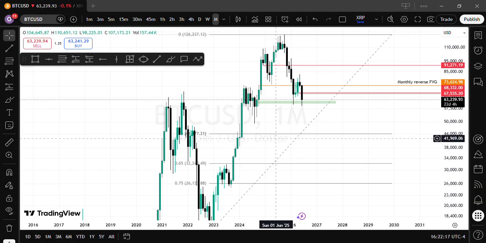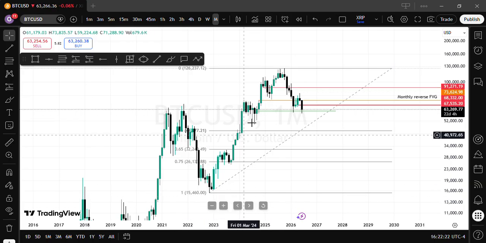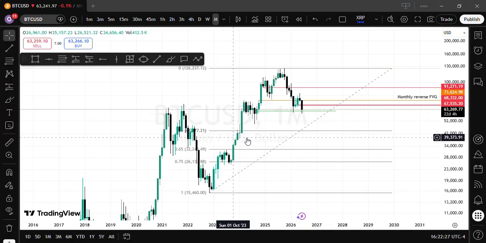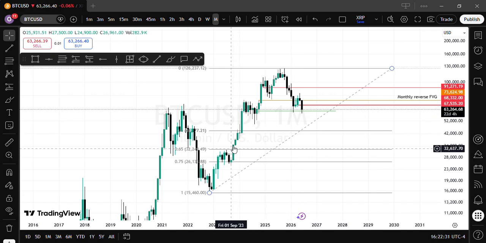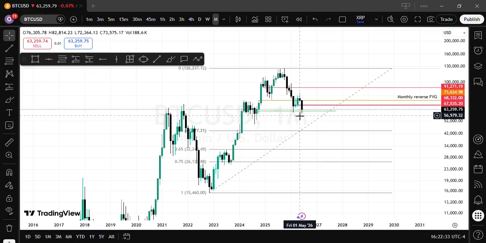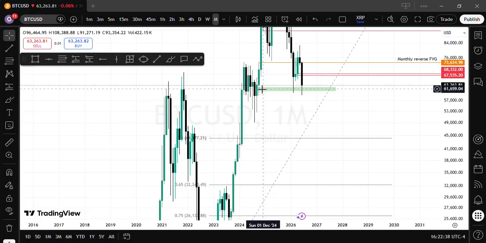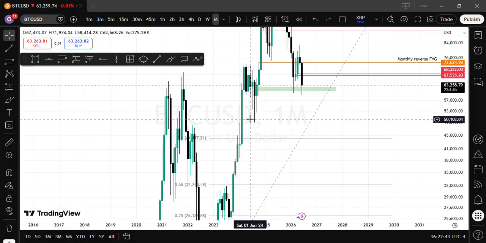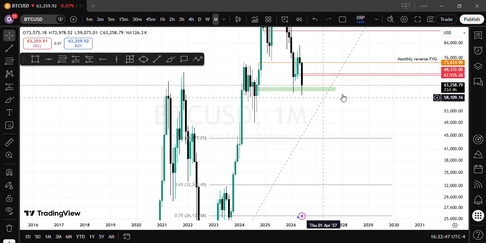So I just took a price range and measured it, from this low to this high. That's my price range, and this is the middle point of the price range. This is 50%. That's discount. That's where it's cheap to buy from this price range. So I'm expecting to see price come to take out this low, possibly this low, and maybe touch this 50%. So that's my overall bias.